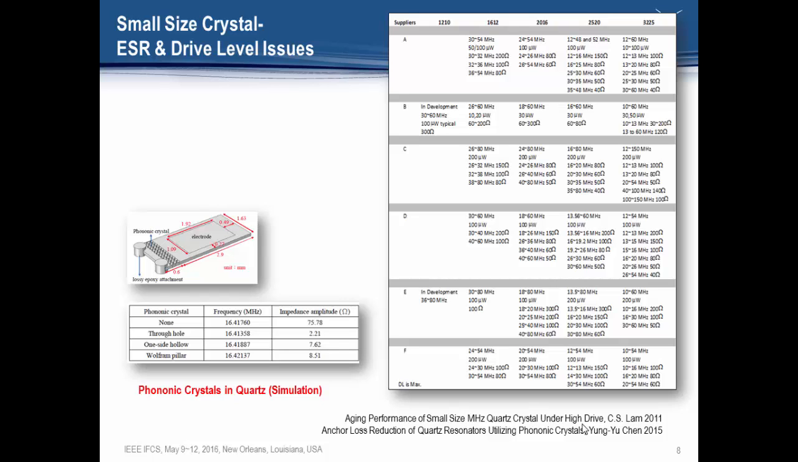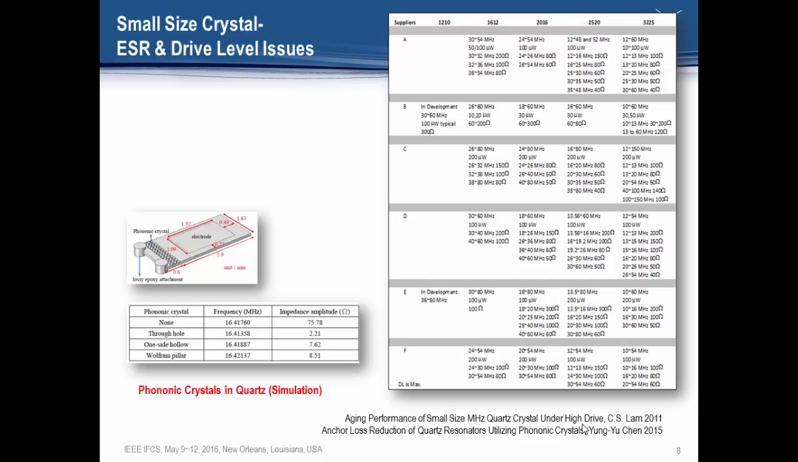And of course, there are other issues also. The drive level sensitivity also. You cannot drive the crystal hard. The crystal is so small that there's not as much volume of the crystal to absorb energy, so you cannot drive very hard. As crystals get smaller in this table, you can see that the drive level allowance is getting smaller also.